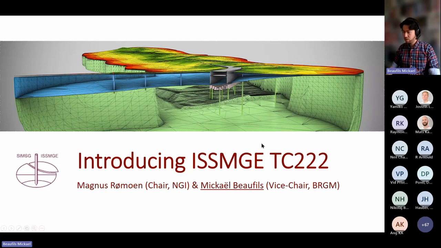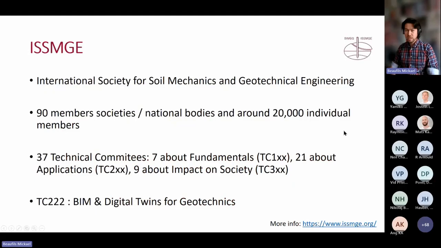Unfortunately, Magnus Sommer, the chair of this group, is not here, so I will perform this presentation on behalf of him. ISSMGE, if you don't know it yet, is the International Society for Soil Mechanics and Geotechnical Engineering. We have 90 member societies, national bodies, and around 20,000 individual members in it. The ISSMGE is organized in 37 technical committees. You have 7 about fundamentals, named TC1 and other numbers after that, 21 about application, and 9 about impact on society.